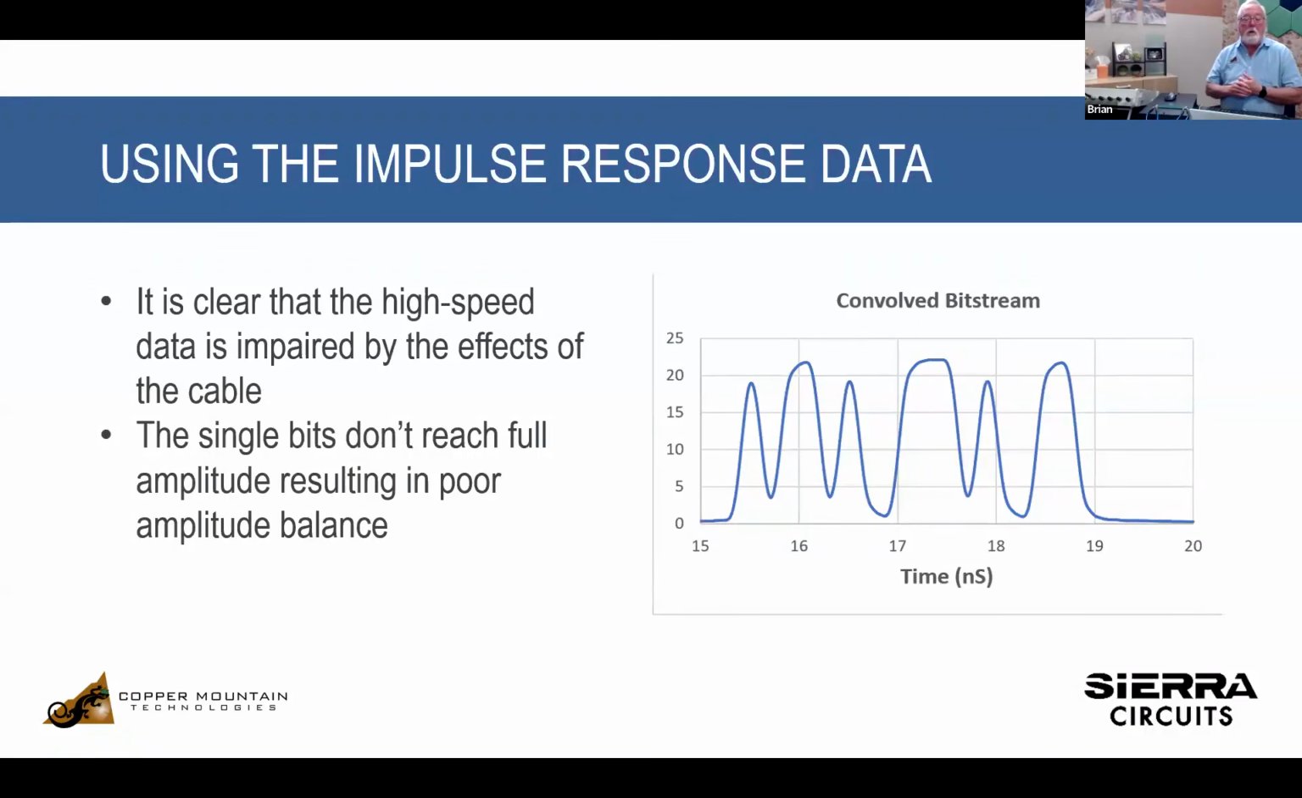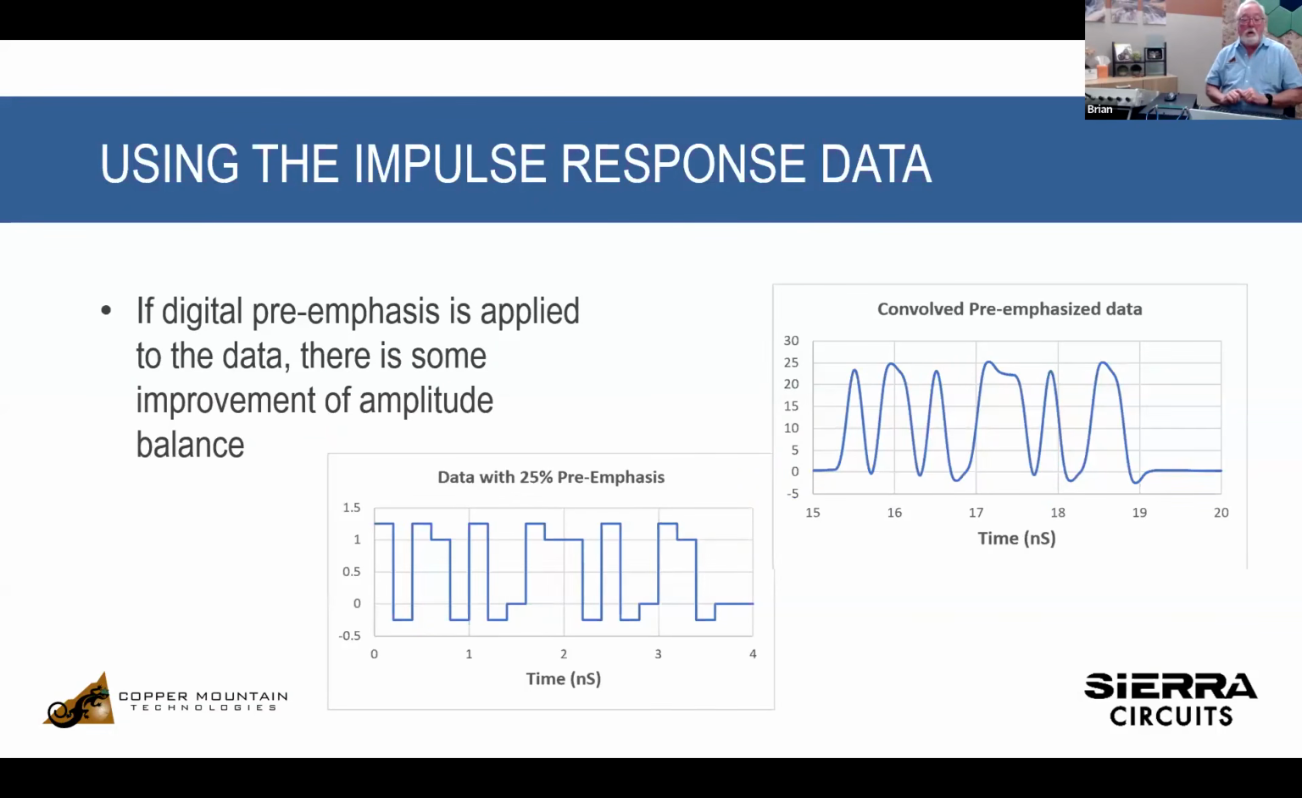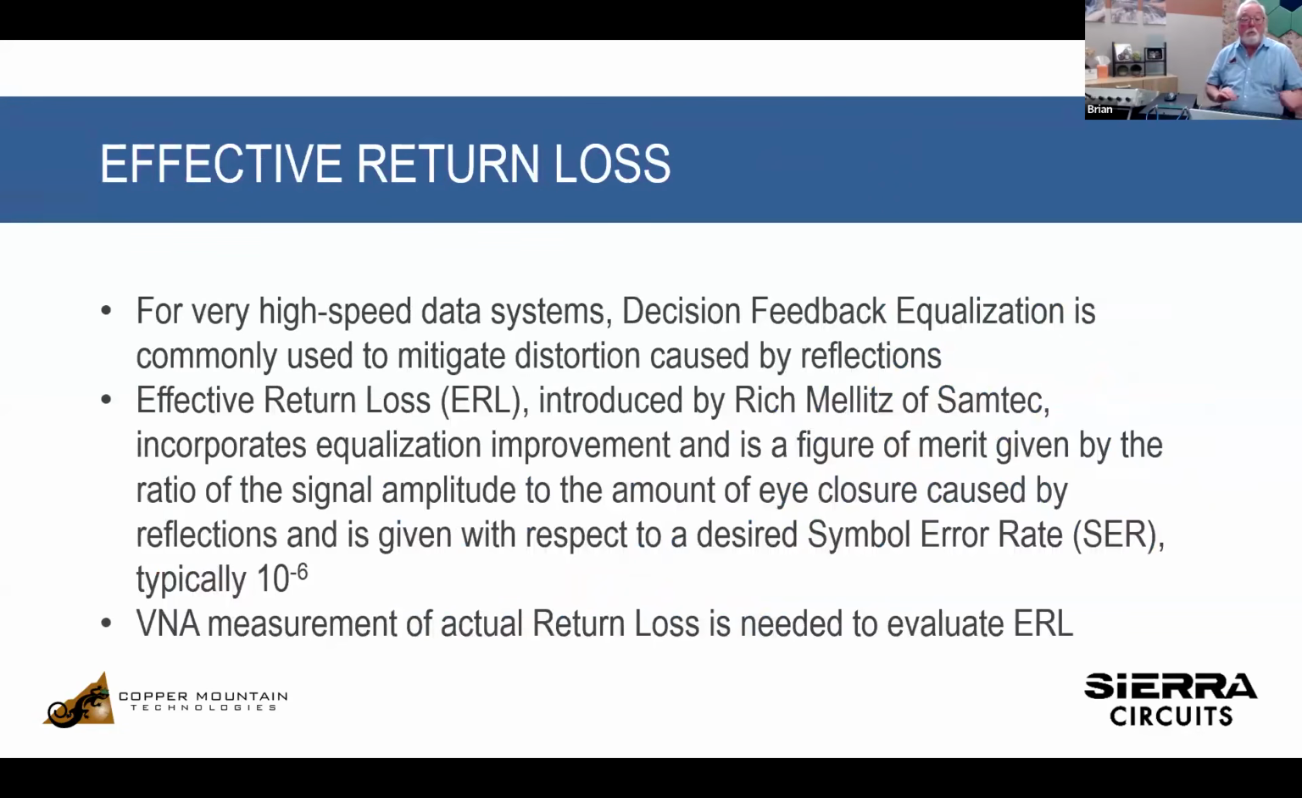So it's clear that high-speed data is impaired by effects of cables and circuit boards and whatnot, and it can result in poor amplitude balance. And clearly you could do some digital pre-emphasis like I did here. I just push the ones up a little higher and the zeros down a little lower, and convolved once again, and you can see that the result's a little better. So the point here is that error correction can make a big difference.